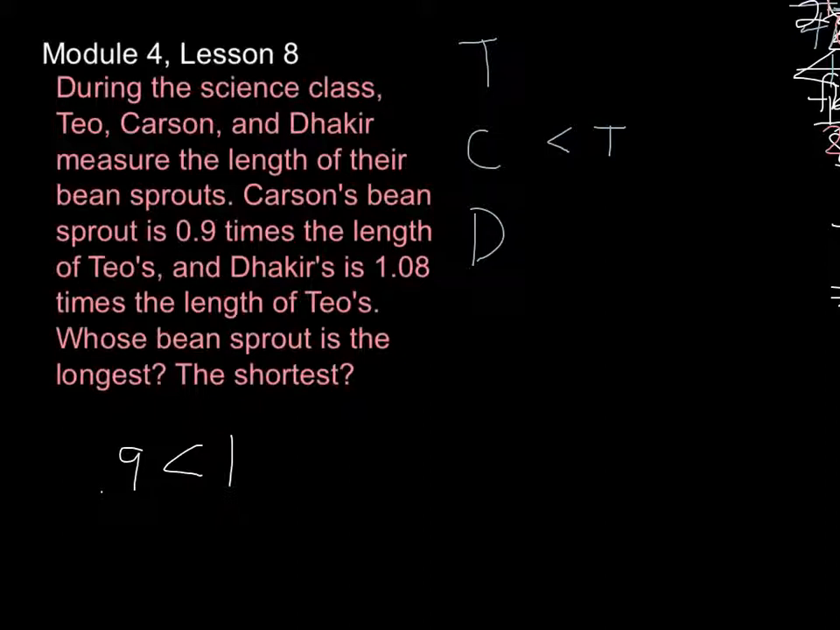Let's see what else we know. Dakir's is 1.08 times the length of Teo's. Okay, so is Dakir's the same, bigger, or smaller? Is 1.08 more than 1, less than 1, or equal to 1? Well, clearly, it's a bit more than 1. Only a teeny weeny bit, but it's more than 1. So Dakir's has got to be bigger than Teo's.